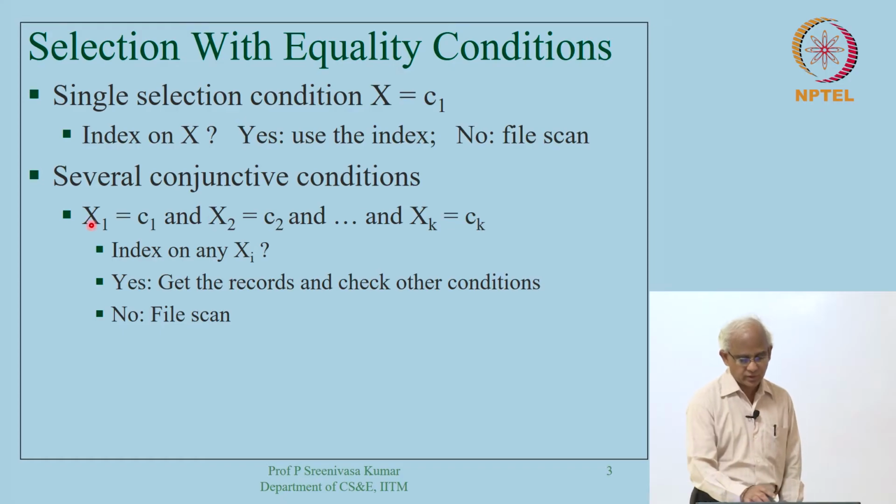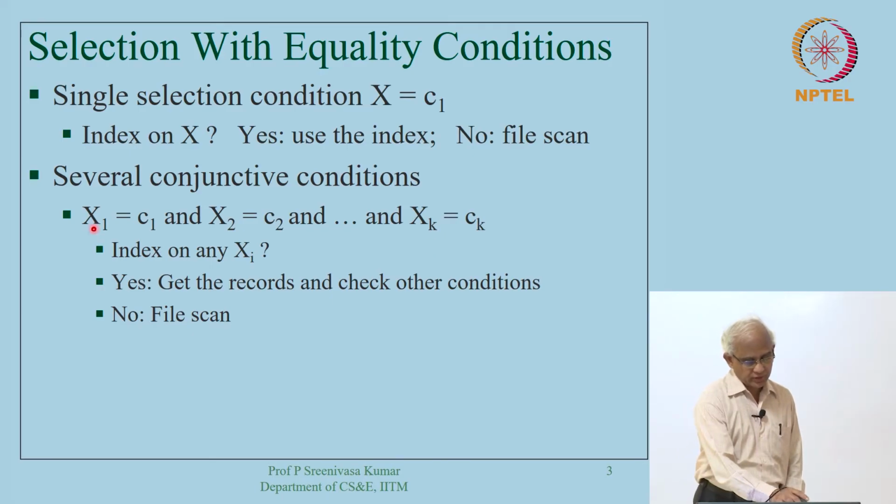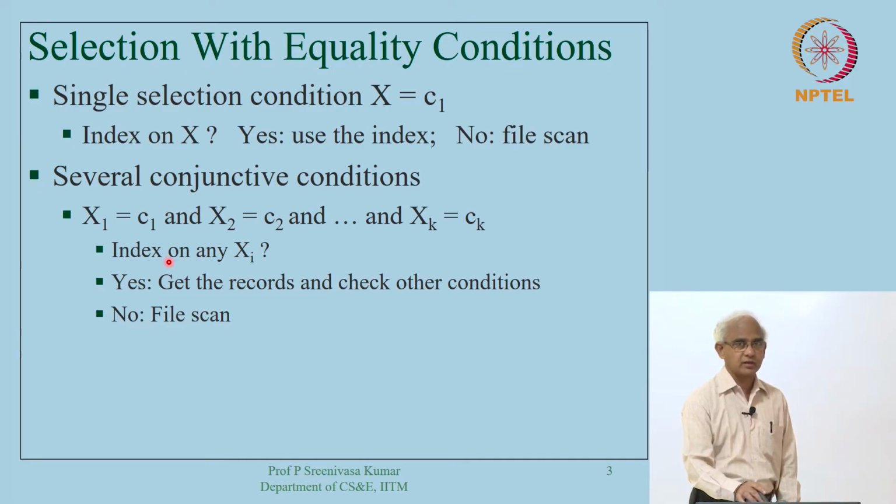In this case actually we are relatively lucky. Suppose there are some 5 of these attributes. If an index exists on any one of these attributes, then since it is a conjunction, we can make use of it. Let us say on x2 there is an index. So, I can make use of the index on x2, pick up all those records whose values for x2 are equal to c2, and then in those set of records I can check the other conditions, right, because it is a conjunction.